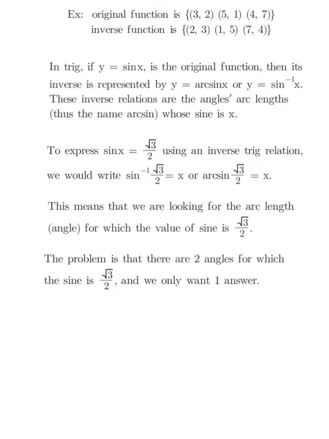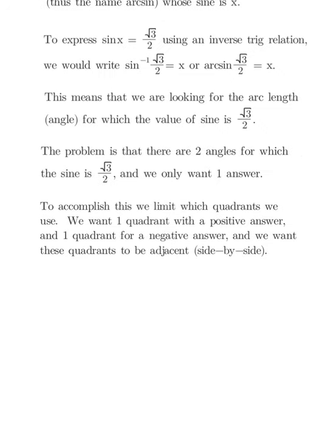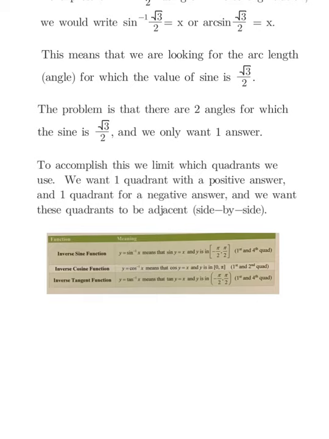The problem is that there are two angles for which the sine is radical 3 over 2, and we only want one answer. In order to accomplish this, we limit which quadrants we use. We want one quadrant for positive answers and one quadrant for negative answers. And we want these quadrants to be adjacent, which means side by side. This figure that I have put into place here now shows which quadrants we use.